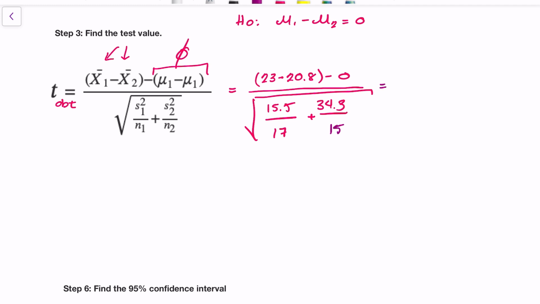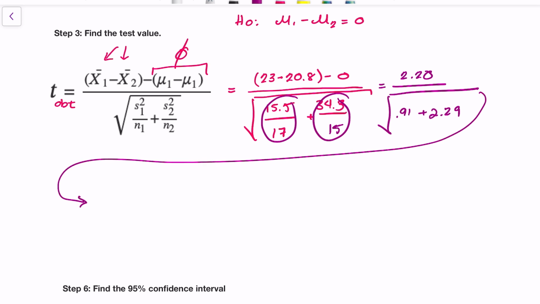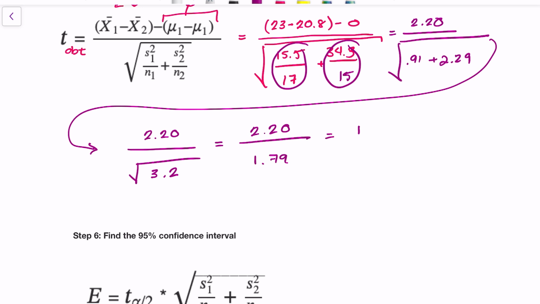Okay. In the numerator, I'm going to have 2.20. When I do this piece and then this piece, I still get my giant square root. So 0.91 plus 2.29. Okay, I'm going to go over here. I kind of ran out of space. So 2.20, all of this divided by 3.2, the square root of that, 2.20. When we actually take the square root of that, it's going to be 1.79, 1.23, roughly. I say roughly because the rounding is a little different in Jamovi.